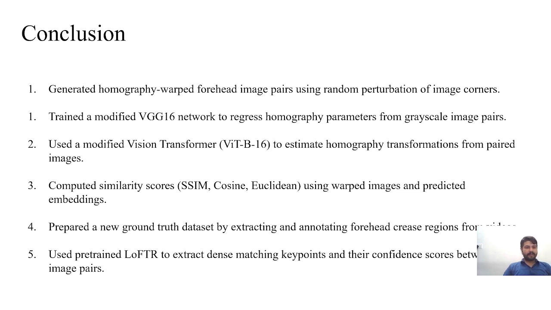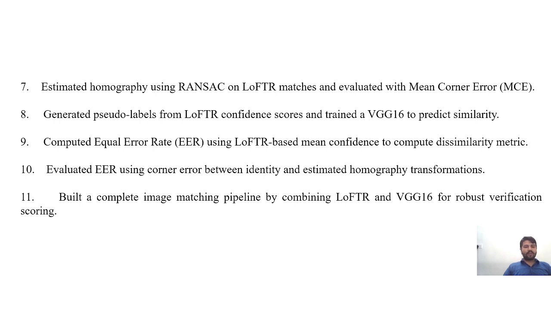And in conclusion, I generated the homography warped forehead images, trained the VGG16 network, trained a modified vision transformer to estimate the homography transformation, computed similarity scores like SSIM, cosine, Euclidean, and prepared a new ground truth dataset by extracting and annotating the forehead creases region from the videos. Used pre-trained LoFTR to extract the dense matching keypoints with confidence. Estimated homography using RANSAC. Generated the pseudo labeling. Computed equal error rate using the LoFTR based mean confidence to compute the dissimilarity matrix.